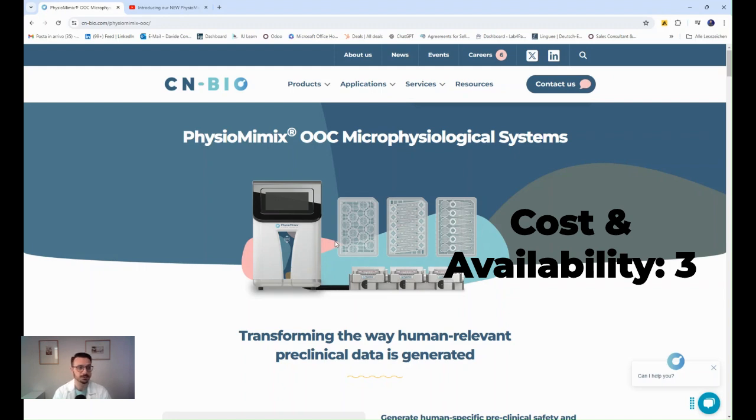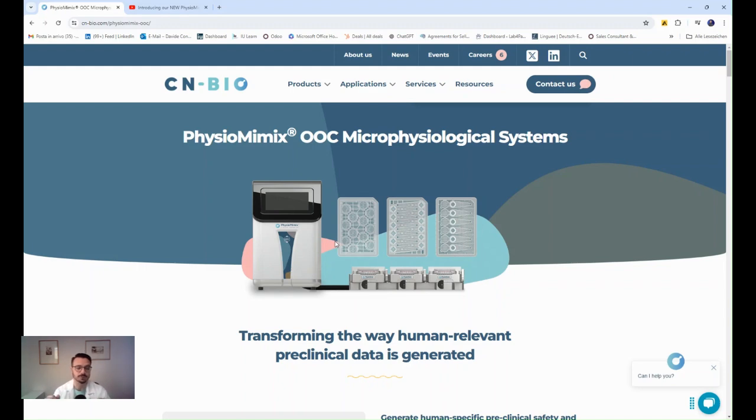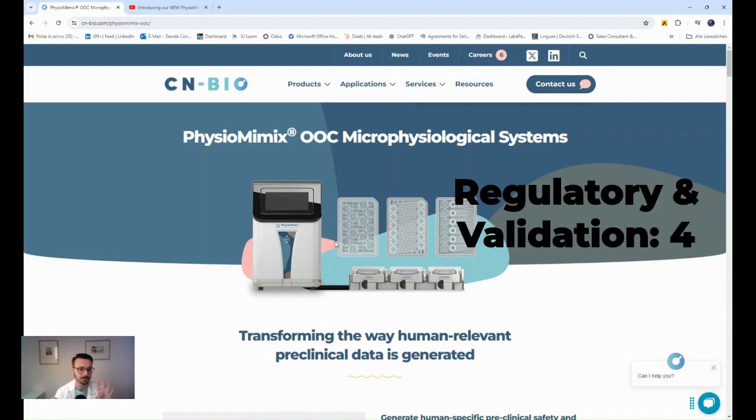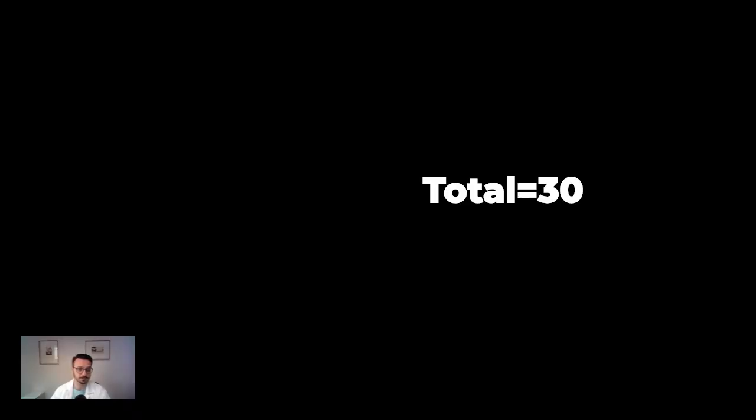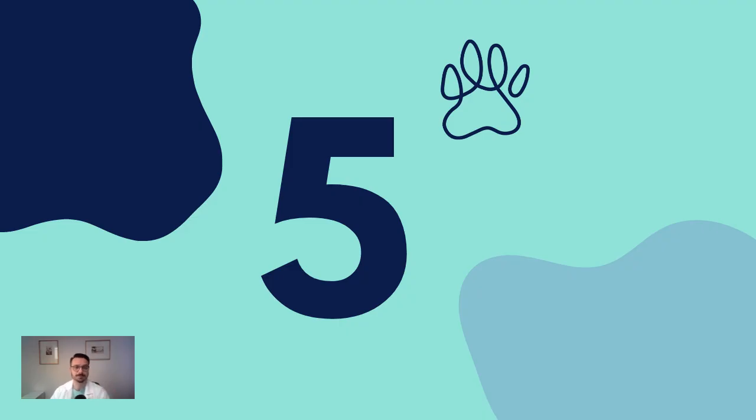Last but not least, regulation and validation. They've actually done a really good job of setting up their system the right way. They're also using cells from other providers that they validated specifically for the ability to work in 3D in a particular way. So for this, they are really validating their models in a superb way, and I would give them a good 4. So the total here would be 30 from our side, and this would put them at place number 5.